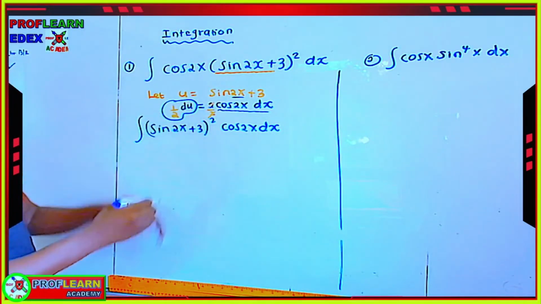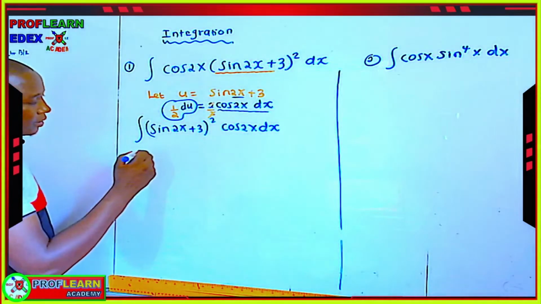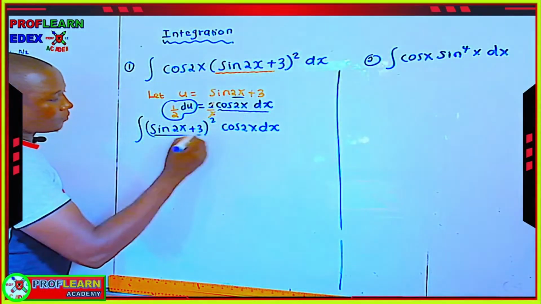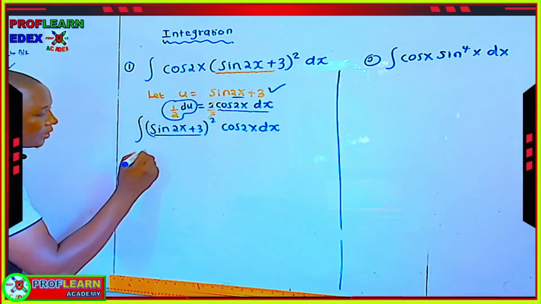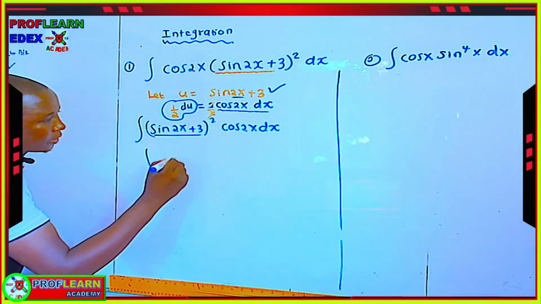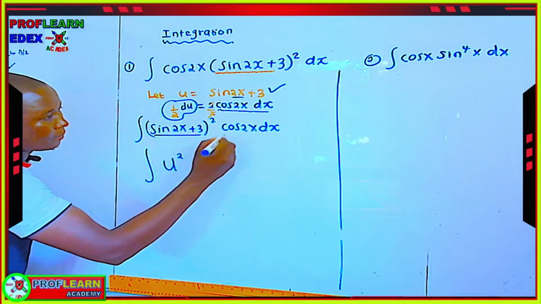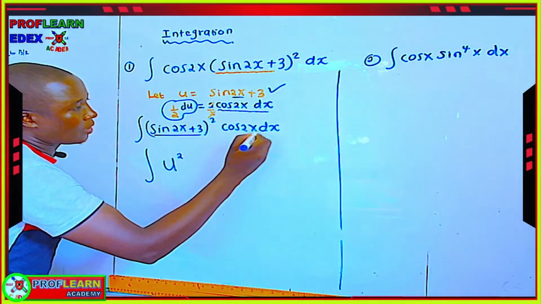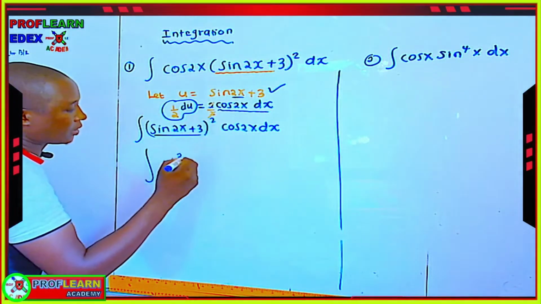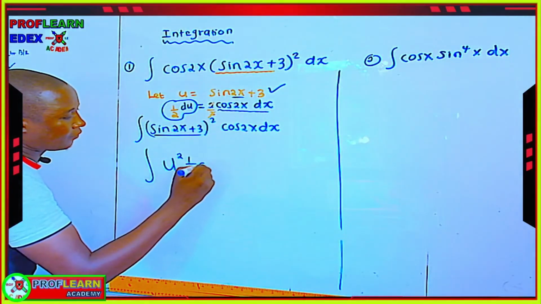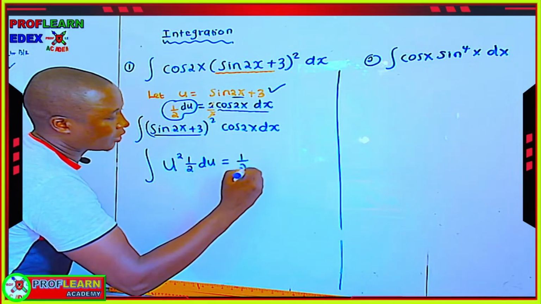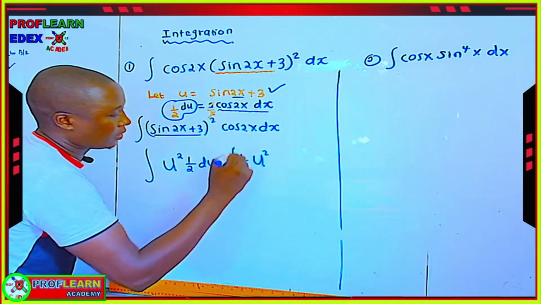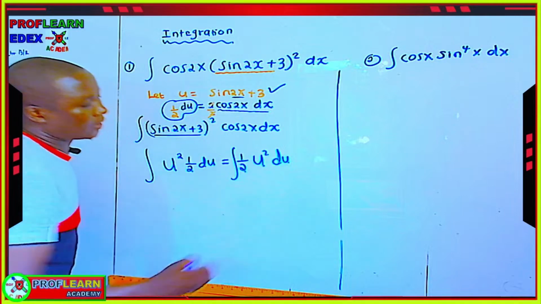is a half du. So we shall also replace this one with u, because we had said let u be that. So our integral becomes u raised to power 2, then cos 2x dx we are going to replace with a half du. And this can simplify to 1 over 2 integral of u squared du, like that.